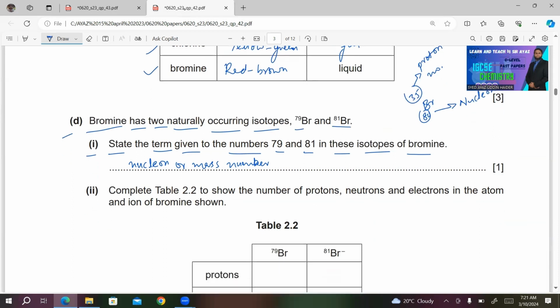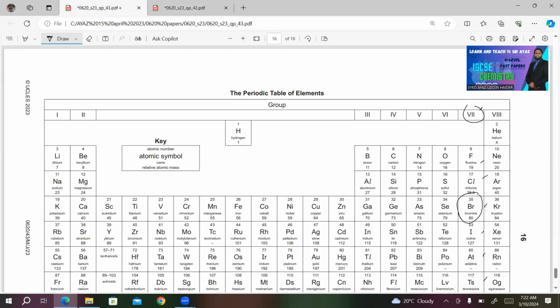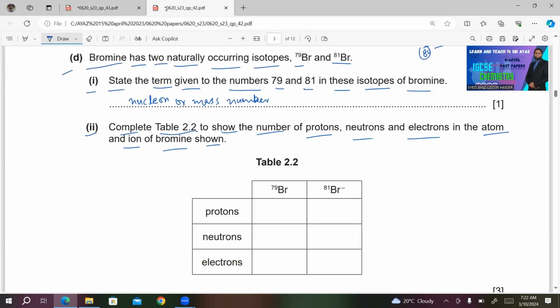Number 2. Complete table 2.2 to show the number of protons, neutrons, and electrons in the atom and ion of bromine shown. So we'll look at the periodic table in order to see the proton number of bromine. Here it is, bromine. Proton number is 35. So the number of protons should be 35 for both of these straight away. For bromine 79, I need to subtract 35 from 79 in order to get the number of neutrons.